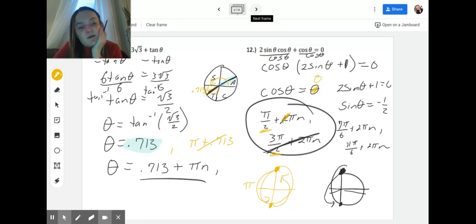For sine of theta is equal to -1/2, that is going to happen at 7 pi over 6 plus 2 pi n and 11 pi over 6 plus 2 pi n.